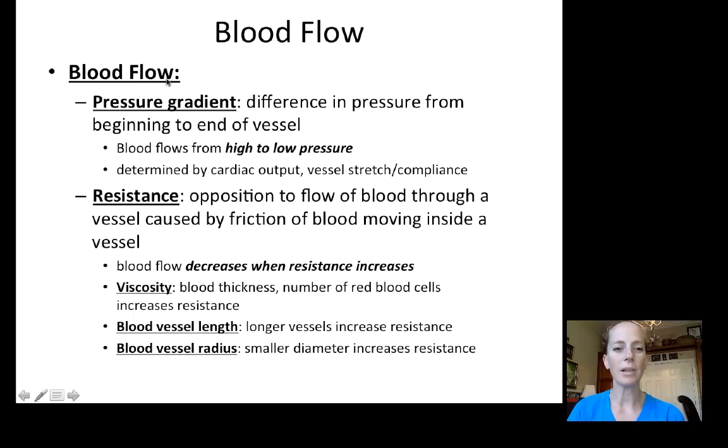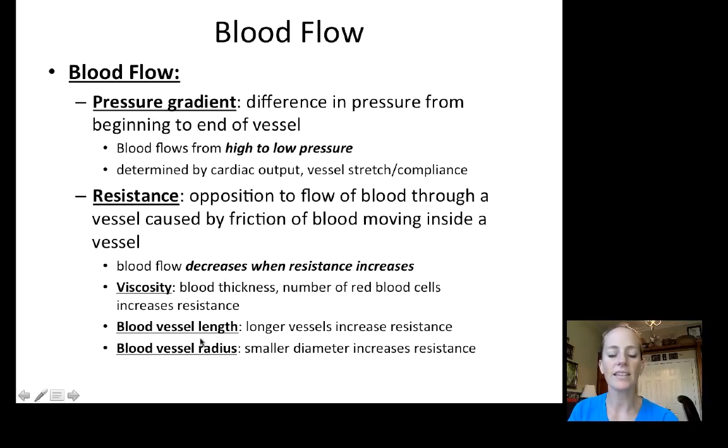So we can measure blood flow by looking at pressure gradient and resistance. Blood will flow just like any other fluid from high to low pressure. This will be determined by the cardiac output and by the blood vessel stretch or compliance. The resistance is the opposition of the flow caused by the friction of blood moving inside a vessel.